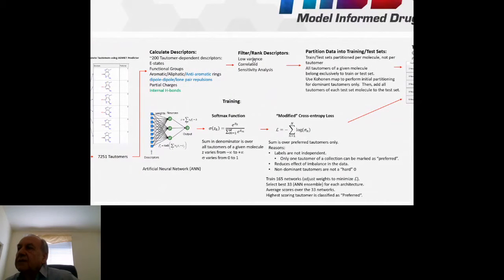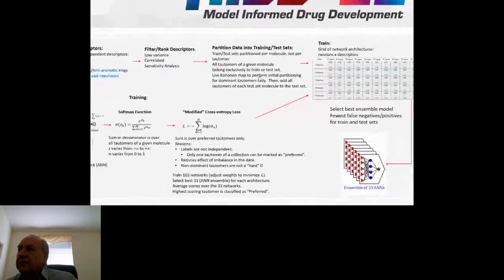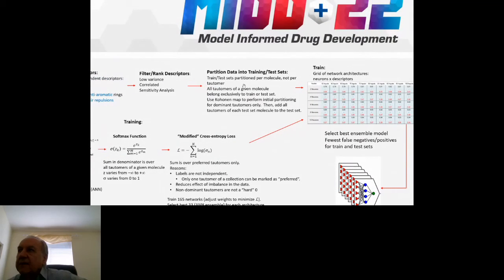We then removed descriptors using our usual procedure. We removed low variance and correlated descriptors. We performed sensitivity analysis to rank the descriptors. We partitioned the data set into a training and test set. In this case, we did it slightly differently from the usual approach in that all the tautomers of a given molecule were exclusively assigned to either the training set or the test set. There was no separation of tautomers from the same molecule, some of them going to training or test. We did this by first partitioning just the dominant tautomers and then assigning all the tautomers associated with the dominant tautomers of the test set, taking all of their accompanying tautomers and also adding them to the test set.